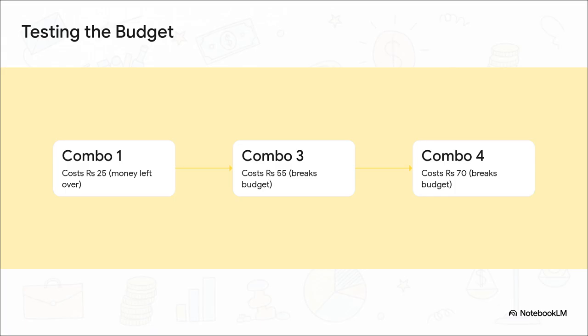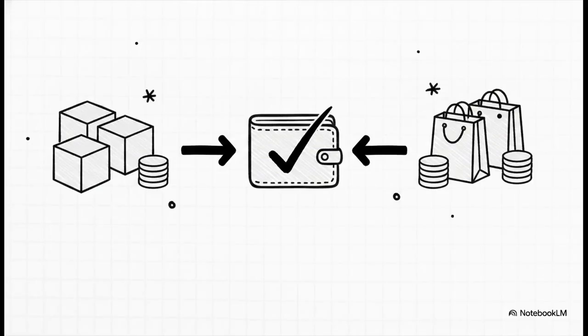Now check out combinations 3 and 4. Those come in at 55 rupees and 70 rupees. No way, that instantly breaks our budget. We just can't afford them. But then we hit the crucial breakthrough. Let's look at combination 2. 4 units of good X at 5 rupees each is 20 rupees. 2 units of good Y at 10 rupees each is another 20 rupees. 20 plus 20 is exactly 40 rupees. Boom! This combination perfectly fulfills the proportionality rule and it completely drains our budget without exceeding it by a single fraction. It's the absolute perfect match.